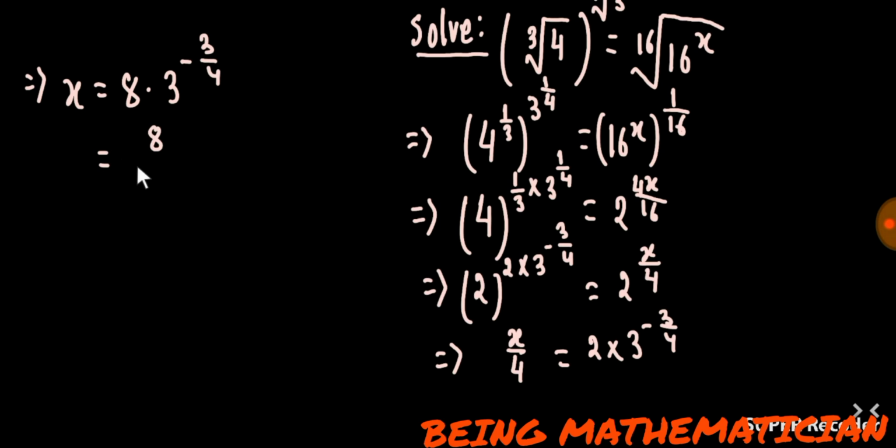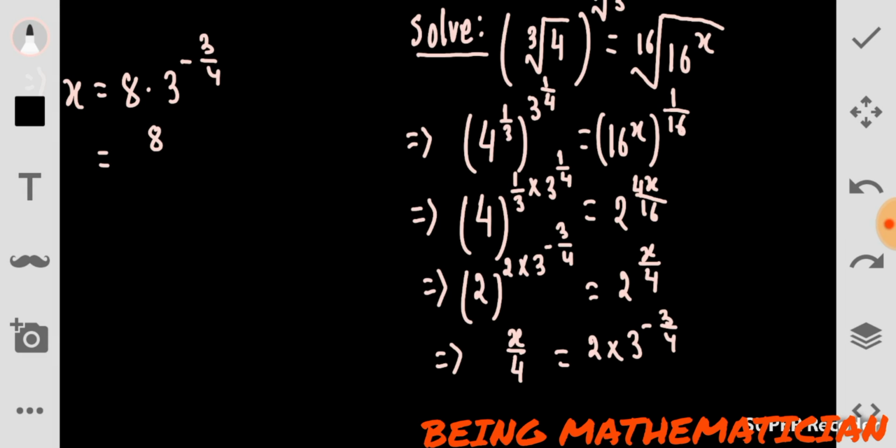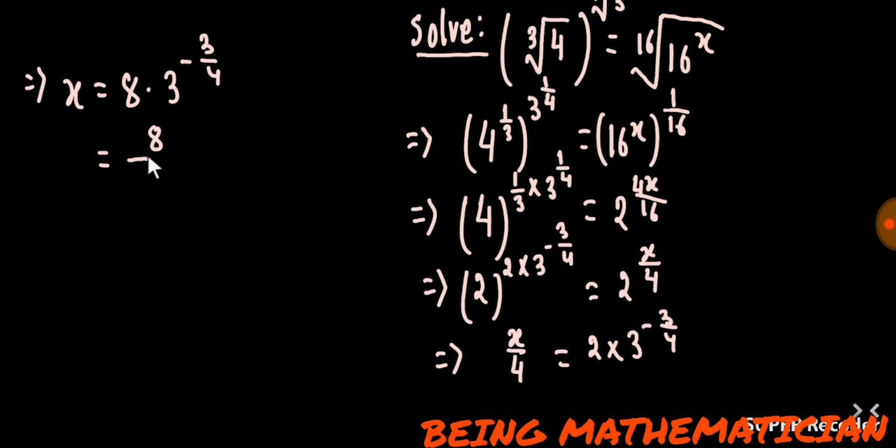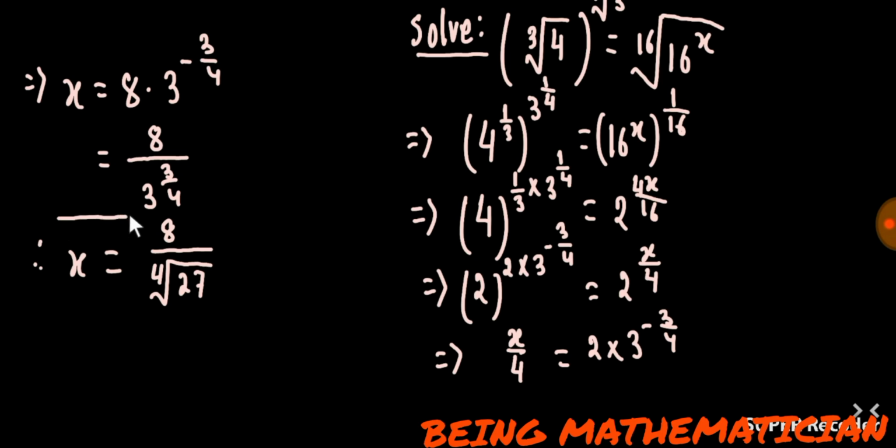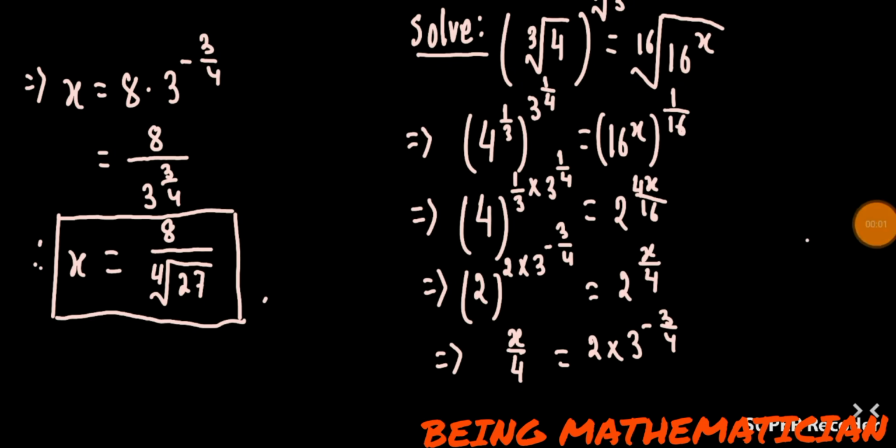So 8 by 3 to the power 3 by 4. So it will be 8 by 4th root of 27. So the value of x is 8 by 4th root of 27. So I think everything is cleared about irrational exponent term.